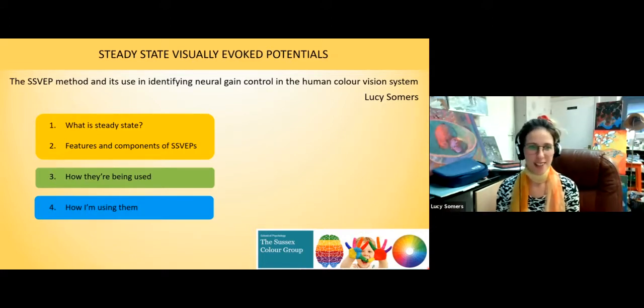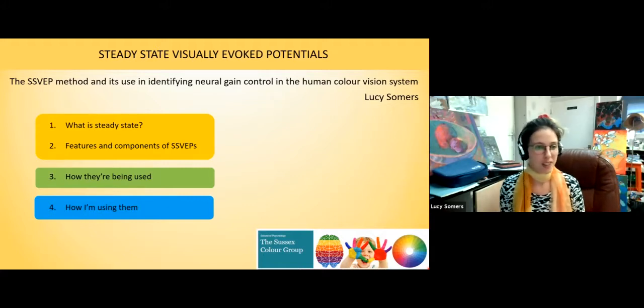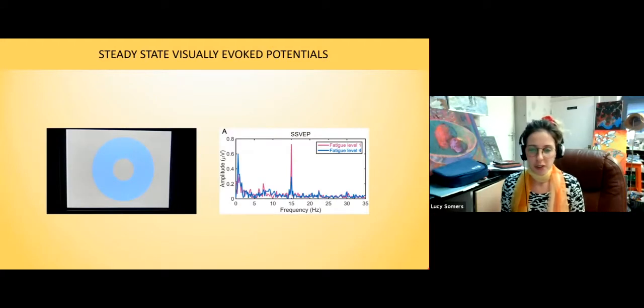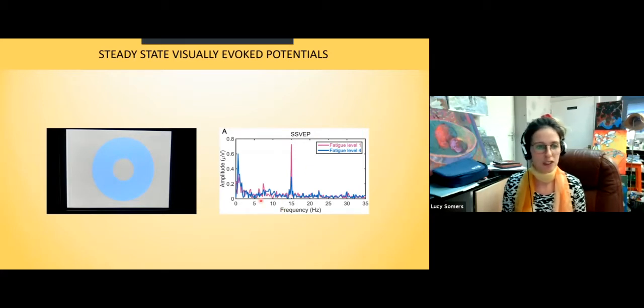So yeah, as Chris summarised, I'm going to be introducing the steady state method, its features, components, constraints, how it's being used by other researchers, and how I'm using it to identify neural gain control in the colour vision system. So in its most basic terms, an SSVEP is an amplitude collected in response to a flashing stimulus, such as this.